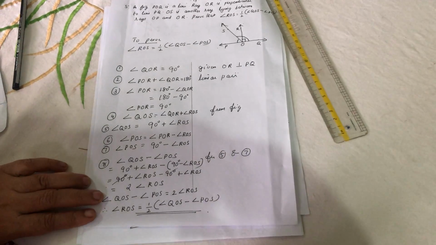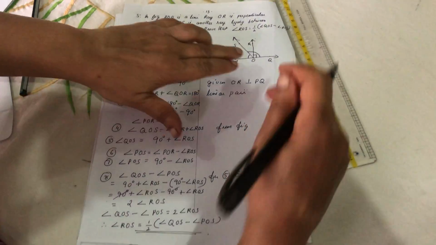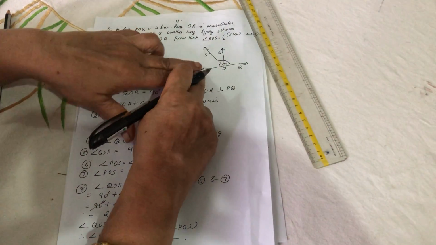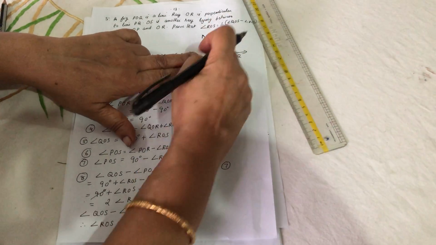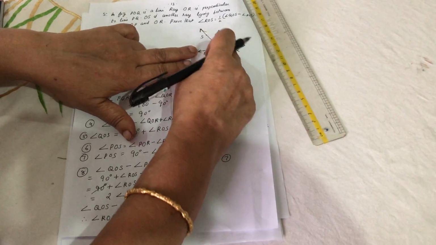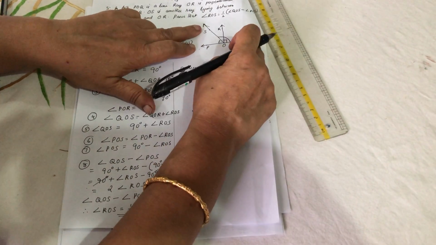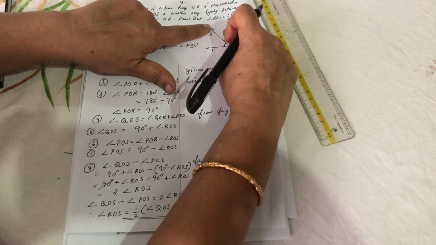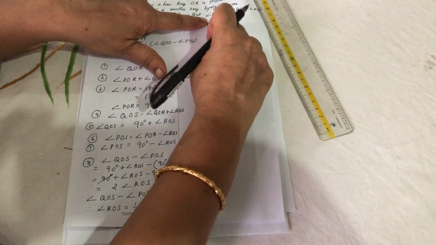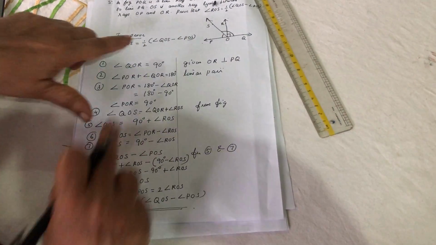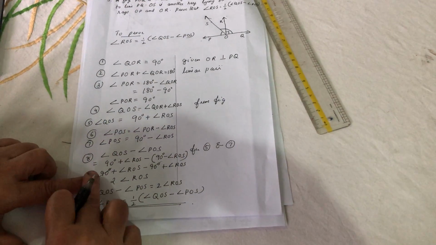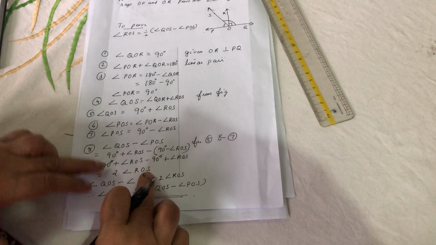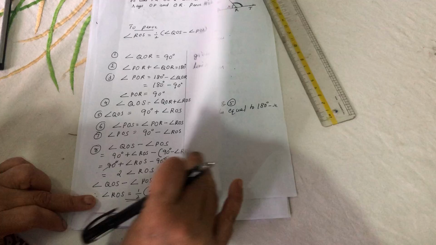This is put. So I hope all of you understood. Here QOR plus ROS is QOS. Here POS is equal to POR minus ROS. So POS is 90 minus ROS. QOS is 90 plus ROS. Understood? You got this one. So QOS minus POS, then this 90 is cancelled. You get 2 ROS. Then ROS is half of QOS minus POS.